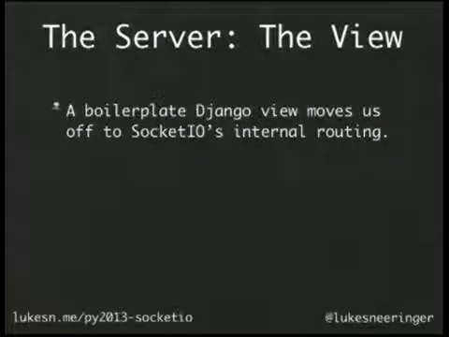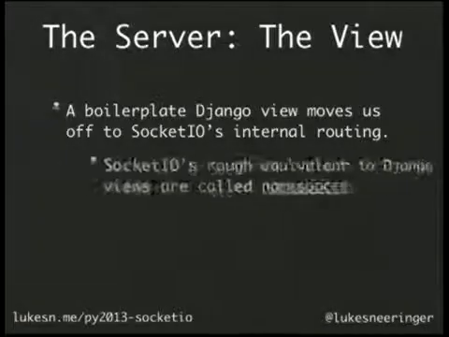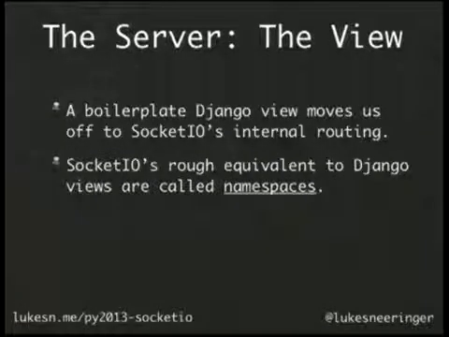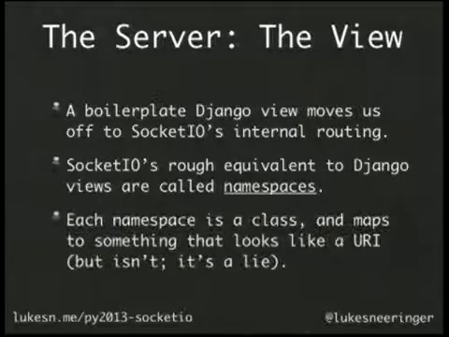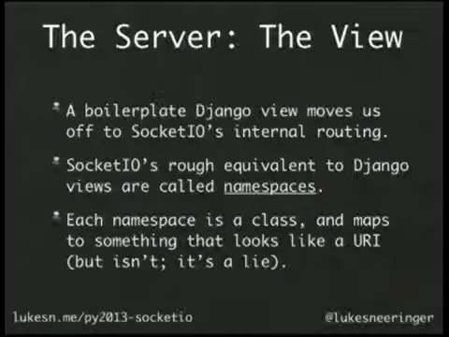The boilerplate Django view, I'm going to show you a view in a moment that's going to send us into the SocketIO ecosystem. And then the SocketIO system has its own URI routing. It's not a true URI, but it's a URI-like thing, so that's what I'm going to call it. Their equivalent to Django views are called namespaces. You saw namespace in the URL earlier. That is the thing that routes it to a class that understands certain kind of messages and has certain kind of listeners registered. Each namespace is a class. Like I said, it maps to something that looks like a URI but really isn't.